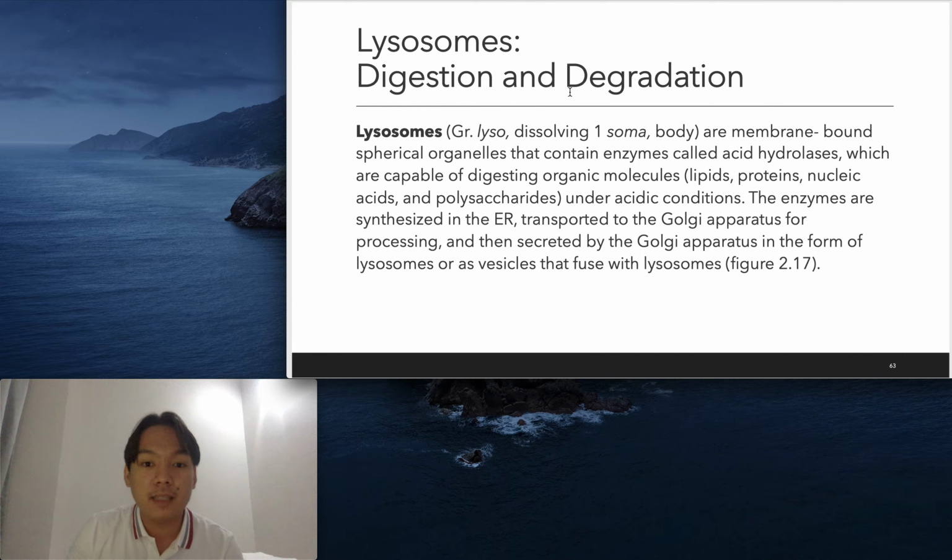So lysosomes, again, are different membrane-bound spherical organelles that release acid hydrolases. They are capable of digesting organic compounds like lipids, proteins, nucleic acids, and polysaccharides under acidic conditions. These enzymes are made in the ER and then transported to your Golgi apparatus for processing, and they are secreted by the Golgi bodies in the form of lysosomes or vesicles that fuse with lysosomes. So they are the suicide bags of your cell. They remove the waste products of your cell.